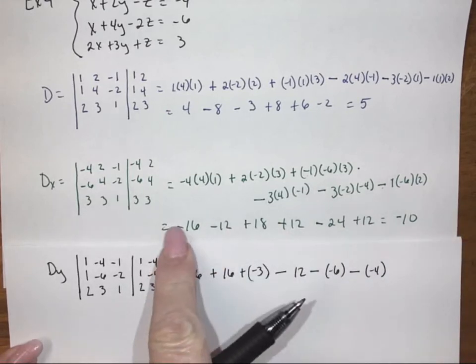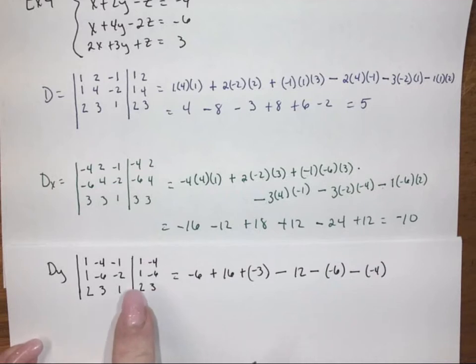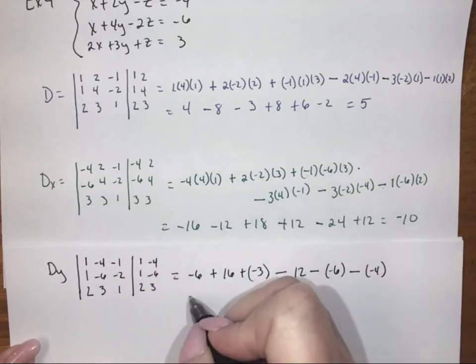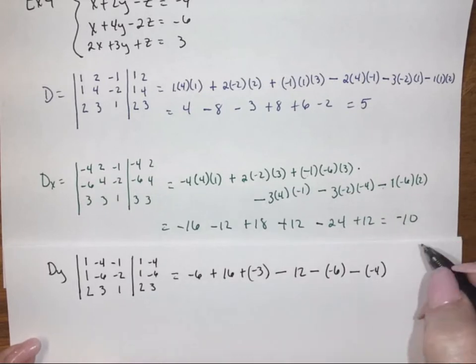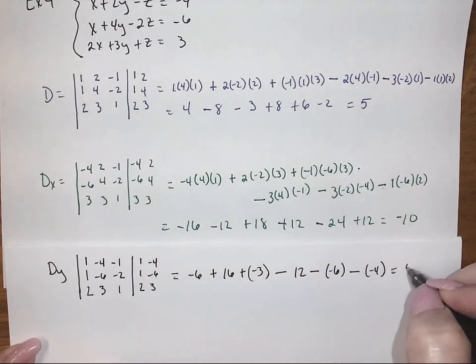So you don't have to write all of the numbers, you can just do the diagonal multiplication. When you add all these together, you should end up with positive 5. And these double negatives, of course, are going to be a positive number.